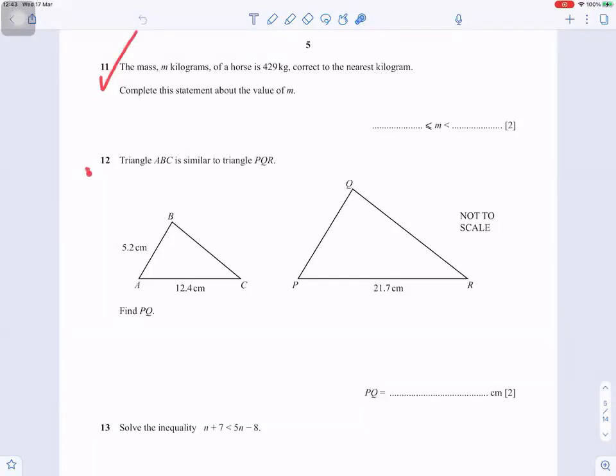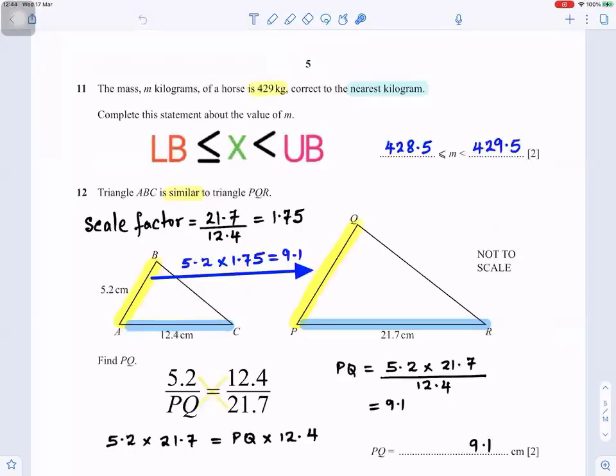Question number 11, 12, and 13. You can press pause and have a go at the questions. And when you're ready to come back, you press play again. Welcome back. Question number 11.